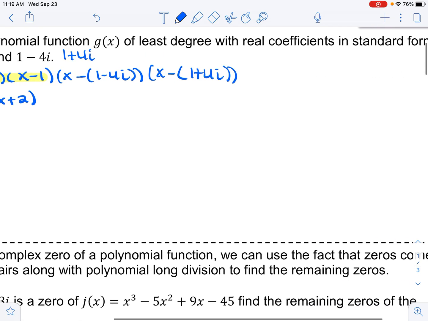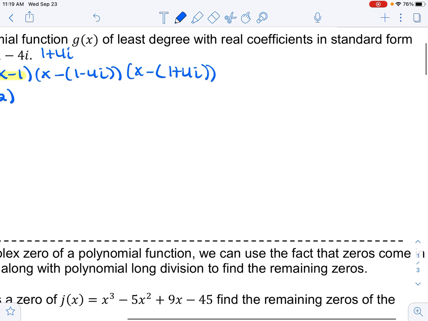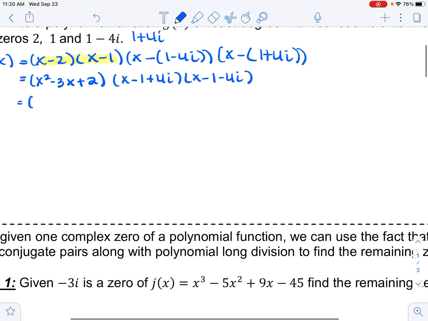X squared minus 3x plus 2. And then I will distribute the negative to these two. So x minus 1 plus 4i, x minus 1 minus 4i. And now I will multiply those two. So I'm going to just copy this down again here.